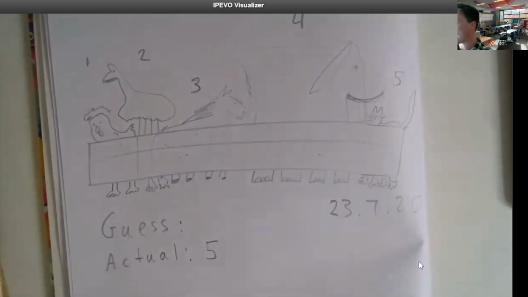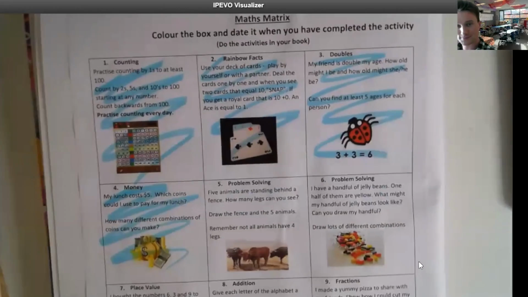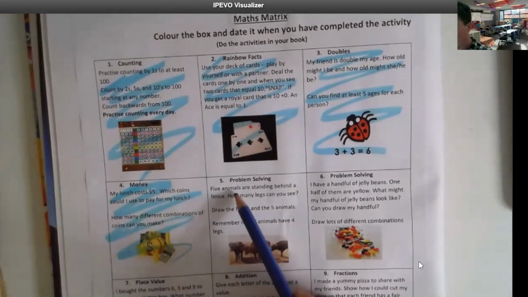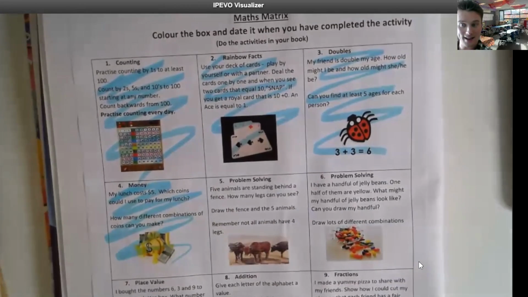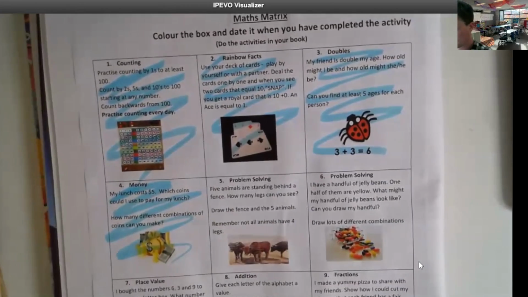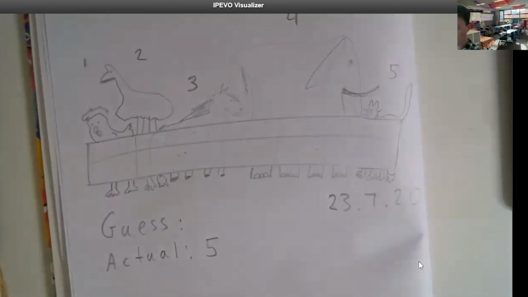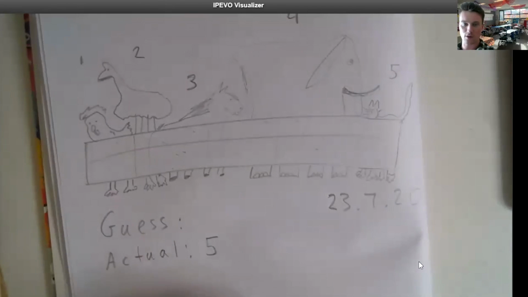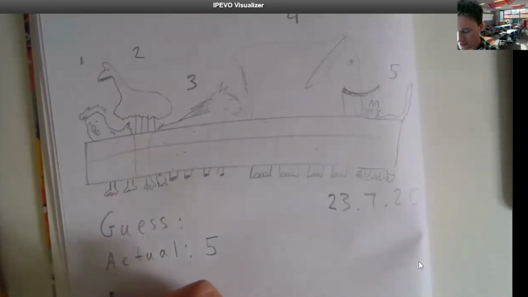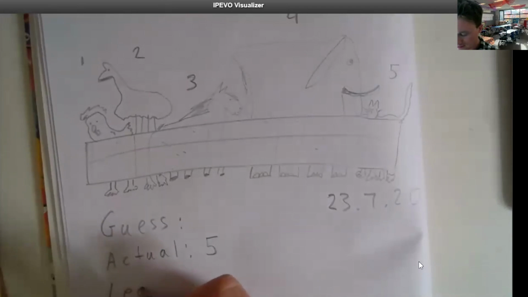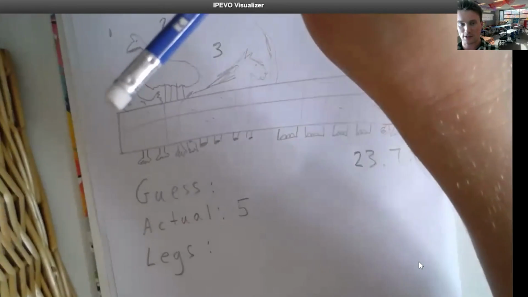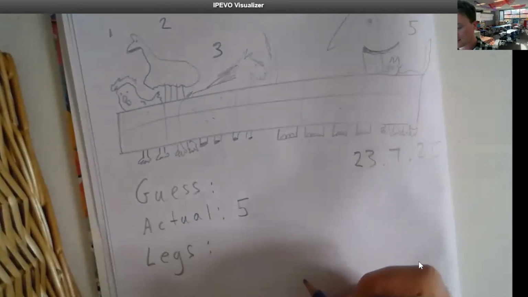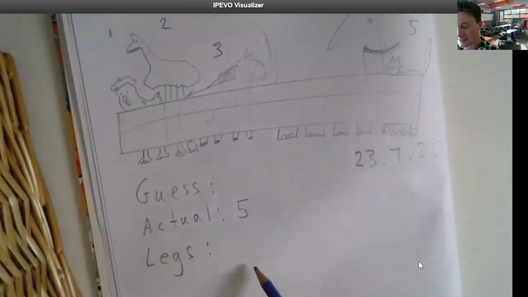So let's go and have a look at the worksheet. So the worksheet says, 5 animals are standing behind the fence. How many legs can you see? So let's count our legs as well. How many can you see? Now, we were guessing the animals before, so let's make another little word and let's write down legs. But I thought it'd be fun showing you that we can guess the animals. So legs, let's move this a little bit closer. There we go. So let's guess. So let's count how many legs.